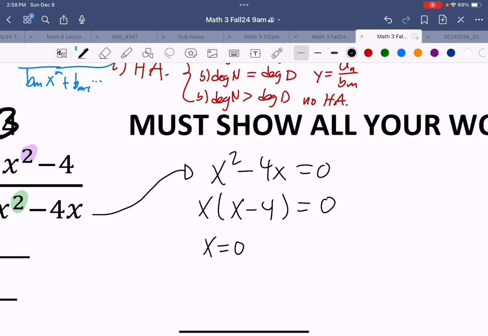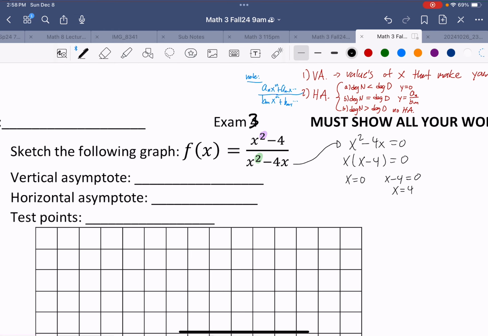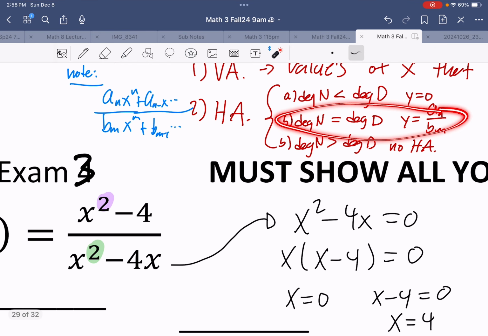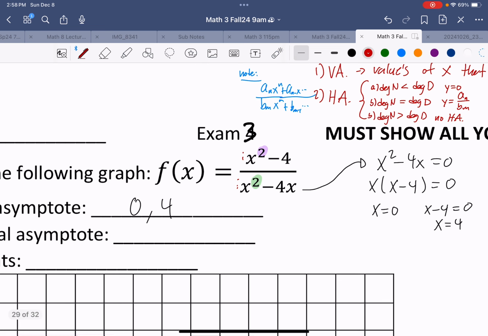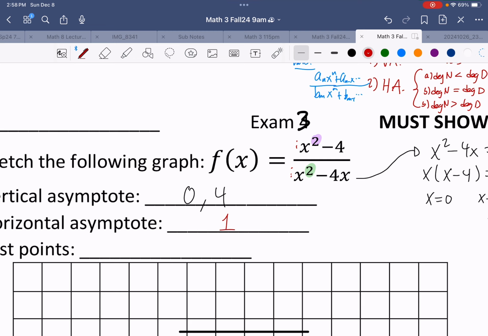You set x equal to 0, and then x minus 4 equals 0. Now, I know the first factor just looks like an x by itself, but you still have to set it equal to 0. And then the next factor gives 4. So my vertical asymptotes are at 0 and 4. Now, for the horizontal asymptote, we're dealing with this middle case because the degrees are the same and their leading coefficients are 1 and 1. So that means my horizontal asymptote is at 1.